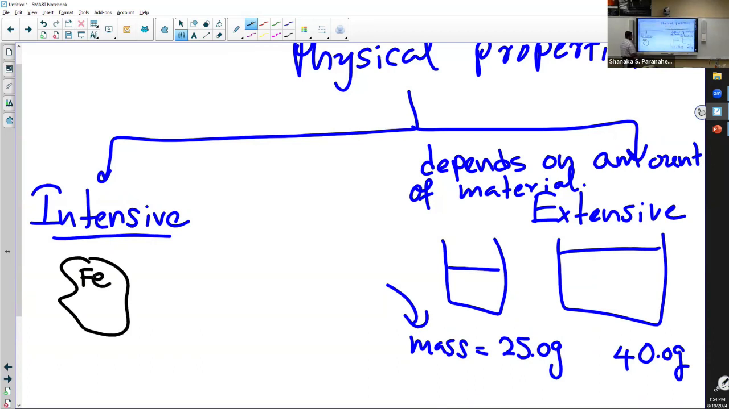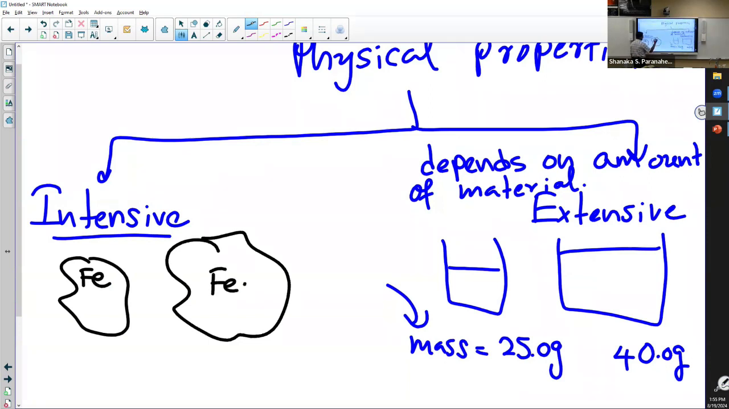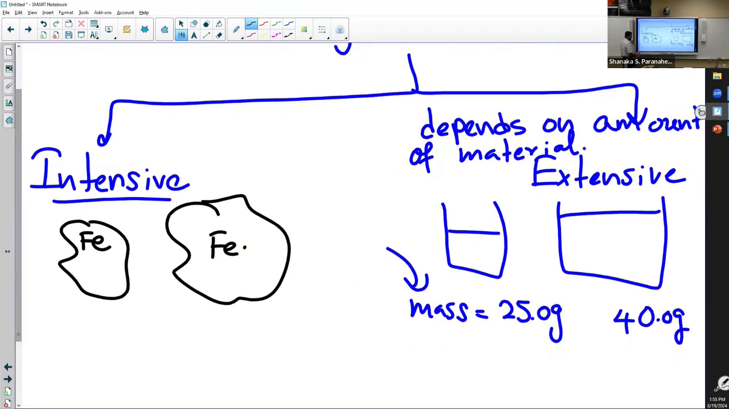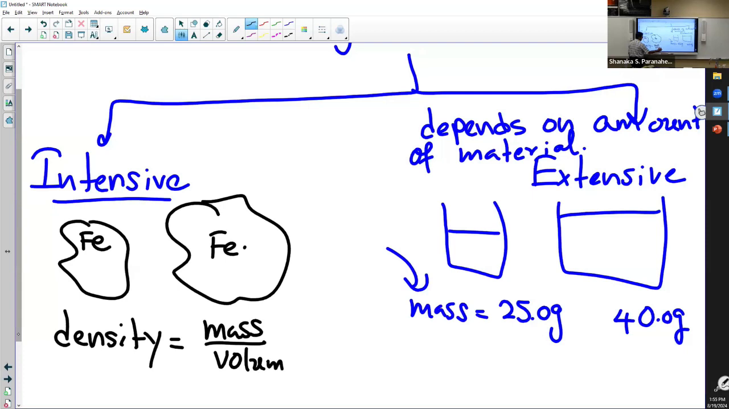This iron is Fe. So we can calculate the density. We are going to talk about density later in this chapter. So density is equal to mass over volume. Now we can see both mass and volume. Both of these properties are extensive because they depend on the amount of the substance.